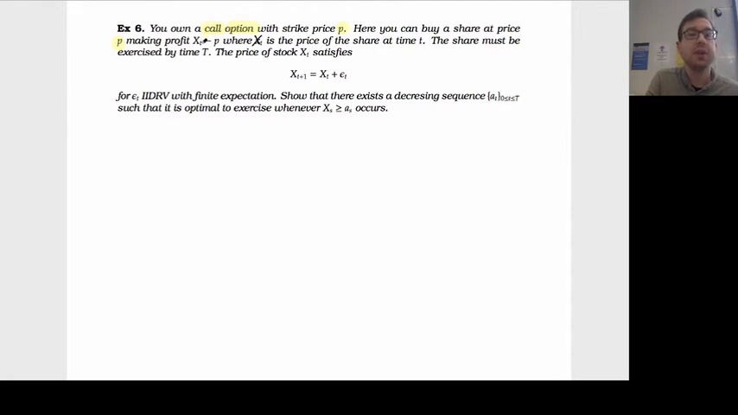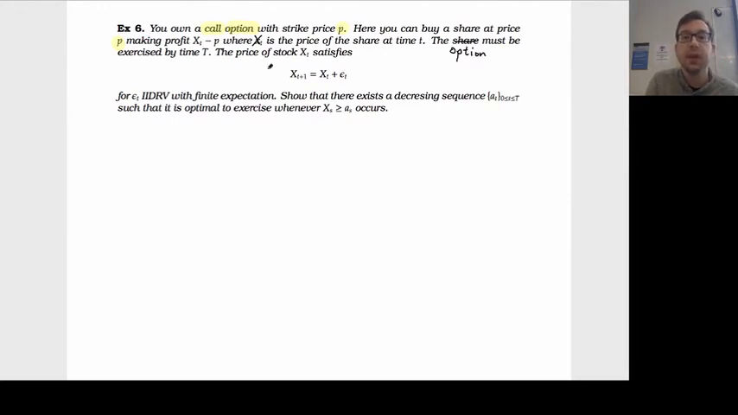And thus making a profit X of T minus P, where X of T is the price of the stock at time T. Okay? Here, the share, or when I say share, I should actually say option, so another typo. Here the option must be exercised by time T.